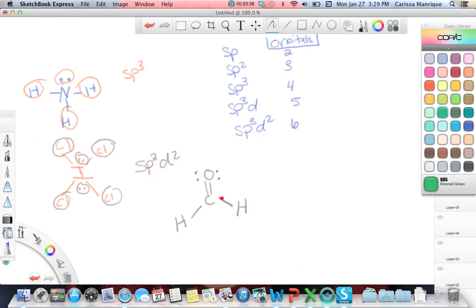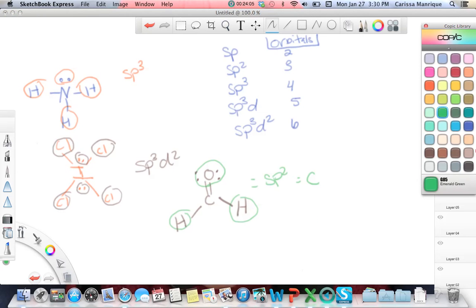Carbon, directly coming off carbon, I have a hydrogen, and an oxygen. Notice I didn't make 2 circles around oxygen because that's a double bond. I just made 1 because there's just an oxygen coming off. So how many total? 3. So I come up here with 3, that is a sp2 for the carbon.